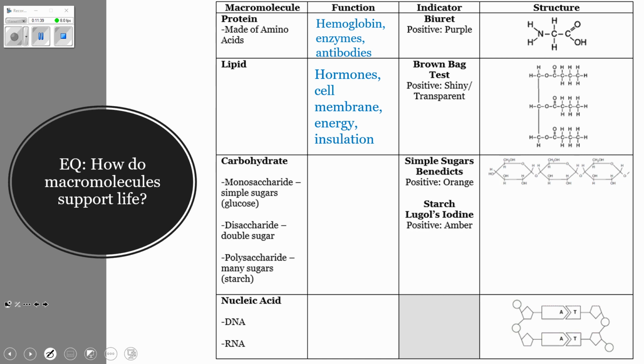Next up, we have hormones. Hormones are responsible for things like insulin. They're responsible for testosterone, estrogen. Your cell membrane is made up of a phospholipid layer. Insulation in terms of keeping you warm. Carbohydrates are looking at energy. And then nucleic acids are really just your genetic information.